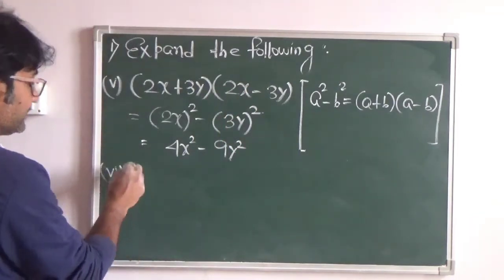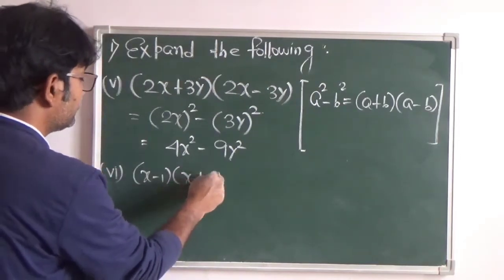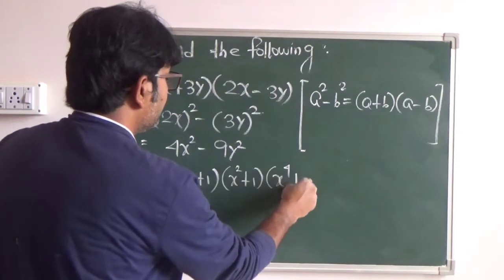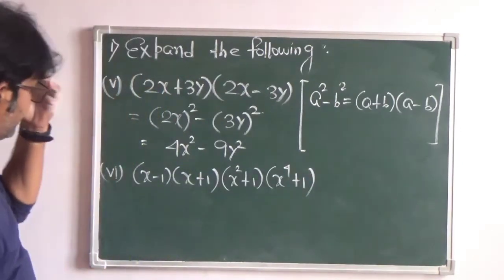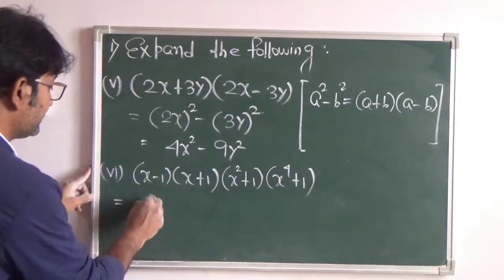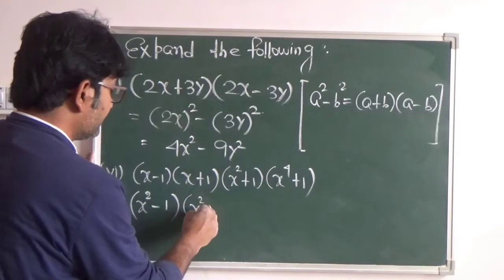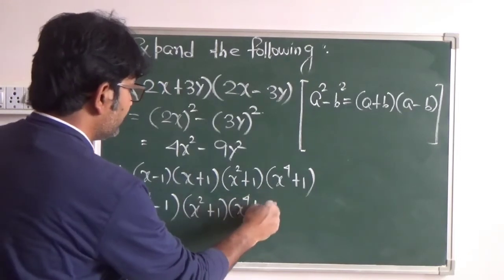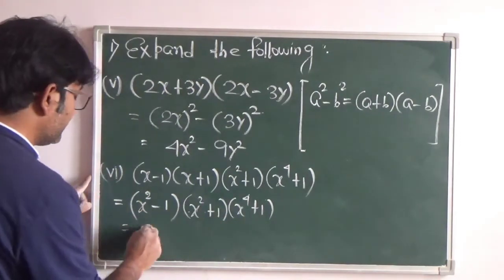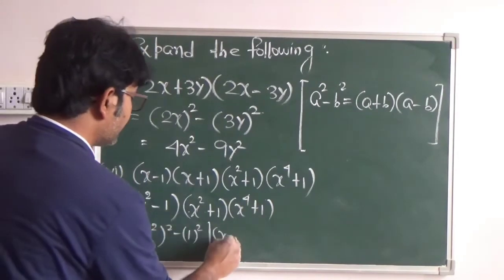Then number 6. It is (x - 1) into (x + 1), then (x square + 1), and then (x to the power 4 + 1). Very simple. (a - b) into (a + b) is a square minus b square. So we write x square minus 1 square, that is 1. We write (x square + 1) and then (x to the 4 + 1). Now again, (a - b)(a + b), so a square minus b square. So we write (x square) to the power 2 minus 1 square into (x to the power 4 + 1).